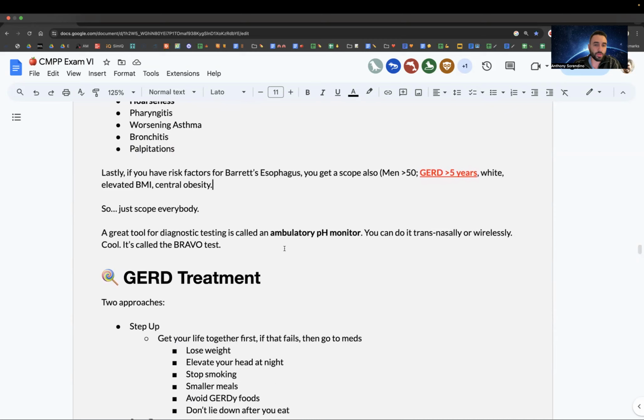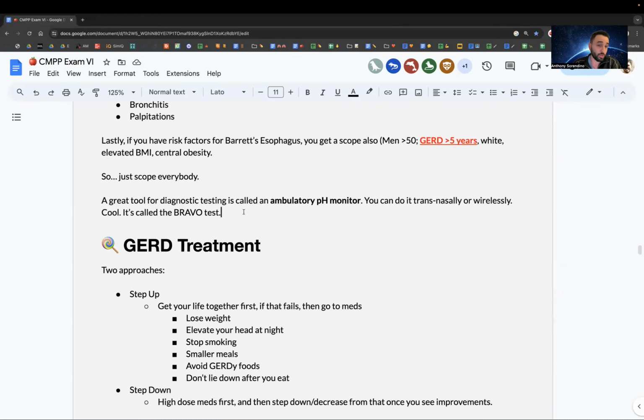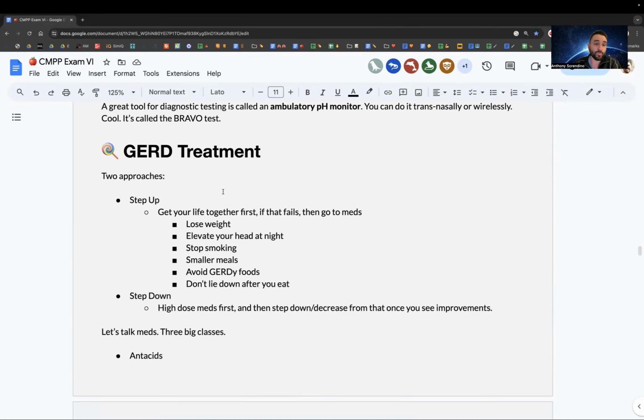And you can use something called an ambulatory pH monitor. So if you need some help to see if somebody has GERD at home, you can use one of those and see what their pH is. It's called a Bravo test. So remember that. All right, so there's 2 approaches to treatment. This is important. So you can either step up and get your life together first, and if that fails, then go to meds, or you can start with high-dose meds and step down. You should probably still do lifestyle improvements anyway, but the big difference is, are we starting you on high-dose meds and then we're going to step down from that, or are we going to step up to that?